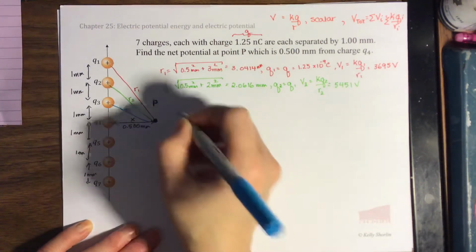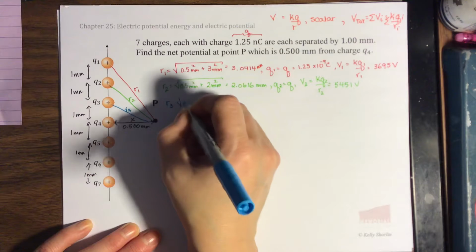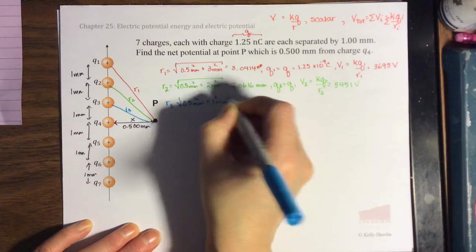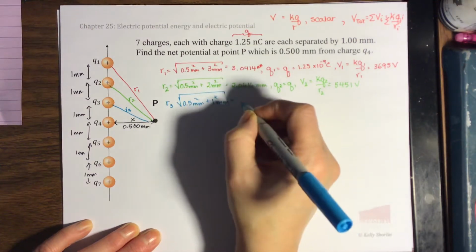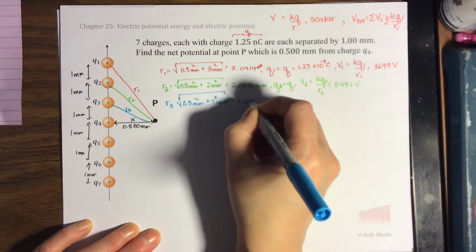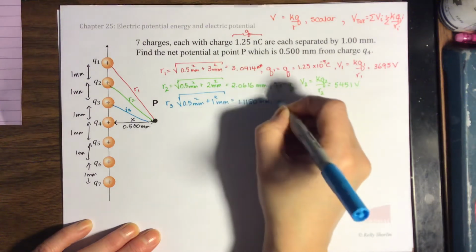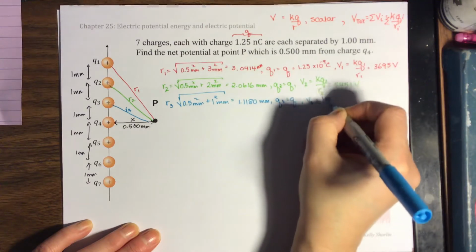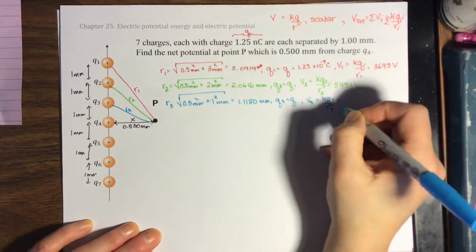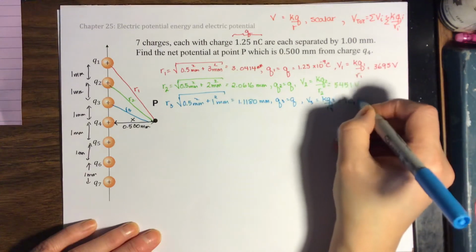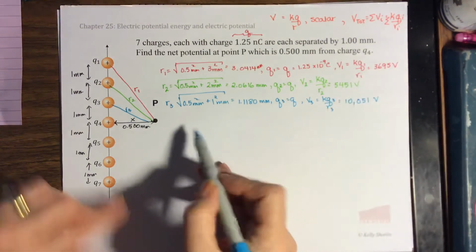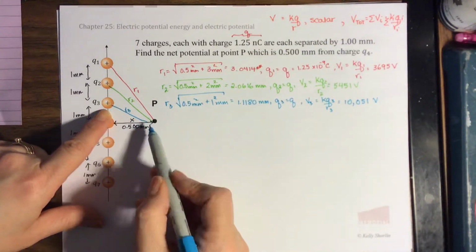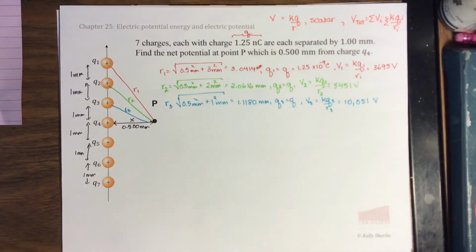It's a distance R3 away. R3 is the square root of a half a millimeter squared plus 1 millimeter squared. That distance is 1.1180 millimeters. Q3 is the same charge Q. V3 is KQ3 over R3. So that potential 3 is 10,051 volts. You see that our potential gets bigger as the charge gets closer. That makes sense because V is KQ over R. If we're closer to a charge, the potential due to it is bigger.